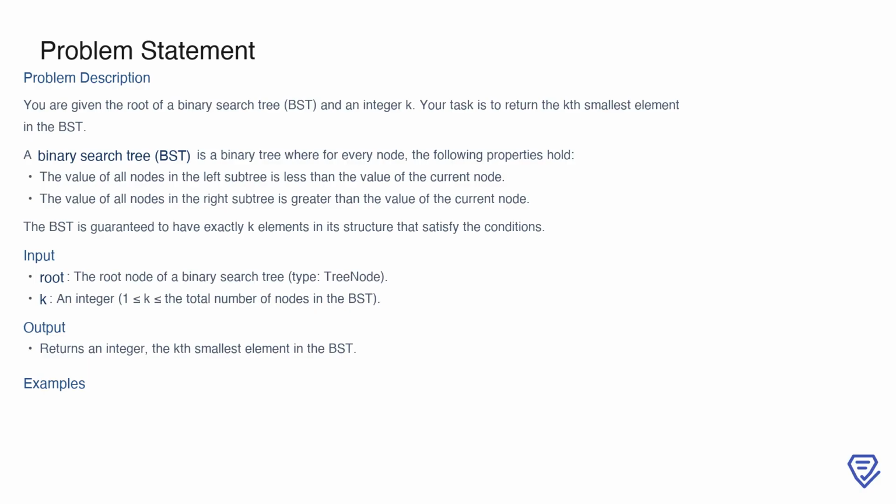You are given the root of this BST, along with an integer k, which tells you the rank of the smallest element to find. It's also guaranteed that the BST will have exactly k elements that satisfy the conditions, so you don't need to worry about edge cases where k is out of range. The input consists of the root node of the BST and the integer k, and the output will be a single integer representing the kth smallest element in the tree.